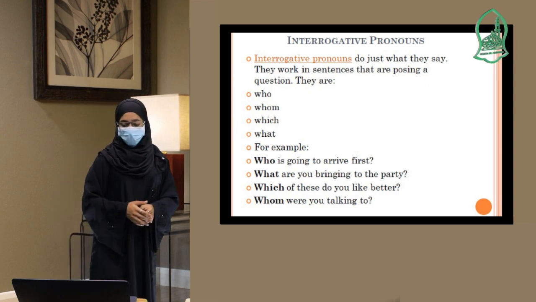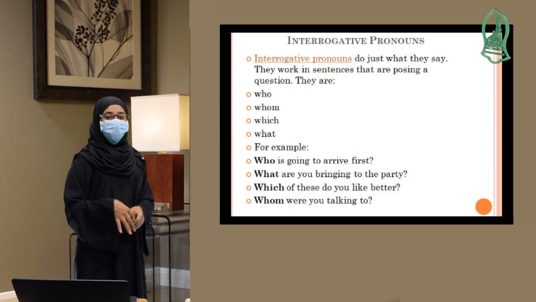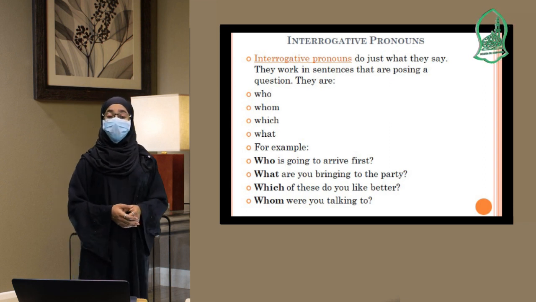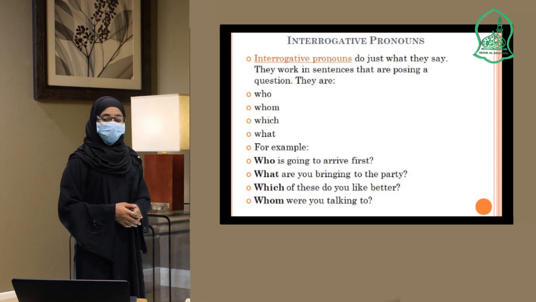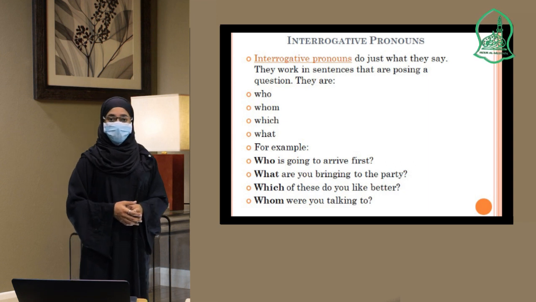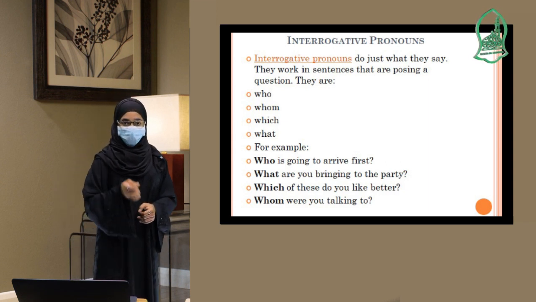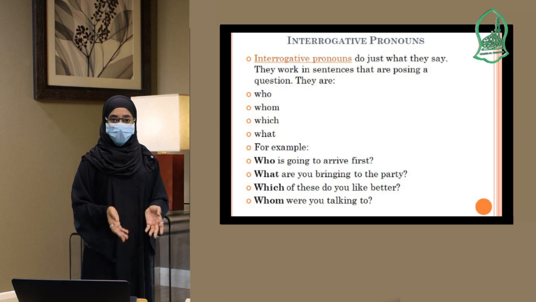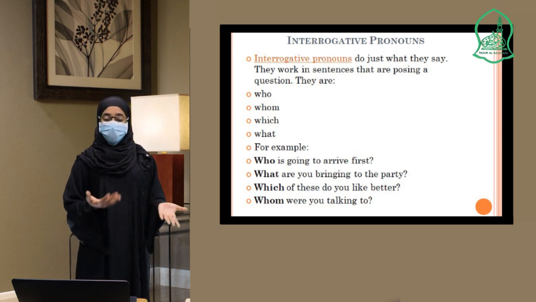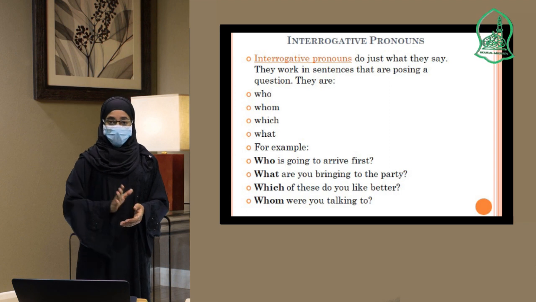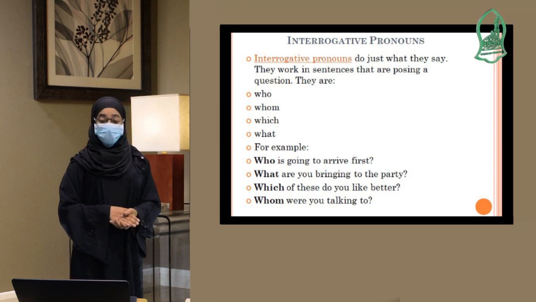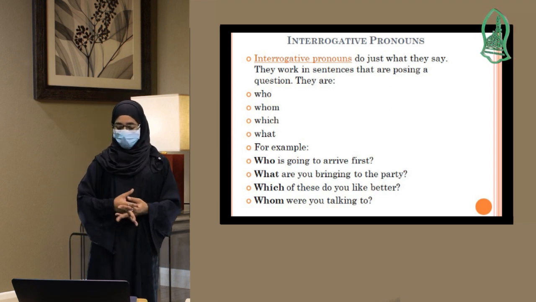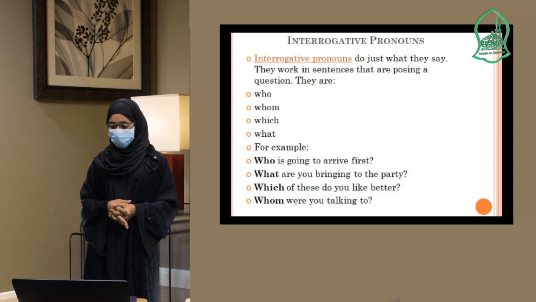And then we have what. What are you bringing to the party? What is used for asking about things. So if you are going to answer this question, you are going to answer it by using a personal pronoun used for things, maybe it, or maybe they will bring some things, but what is used to ask questions about things. And then we have, which of these do you like better?